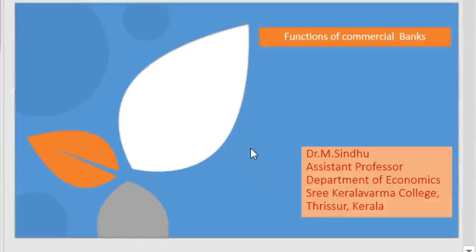Therefore, the functions can be divided into primary functions, that is accepting deposits, and the second primary function, provision of loans and advances. And the second function is the secondary function. This includes the agency services and general utility services. In addition to that, the banks perform another function, namely innovative services like ATM, credit card, debit card, fund transfer facility, etc. These are the important functions of a commercial bank.